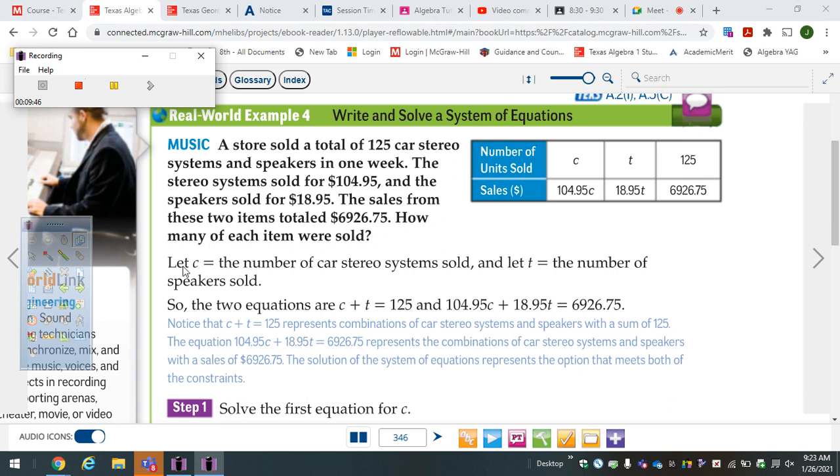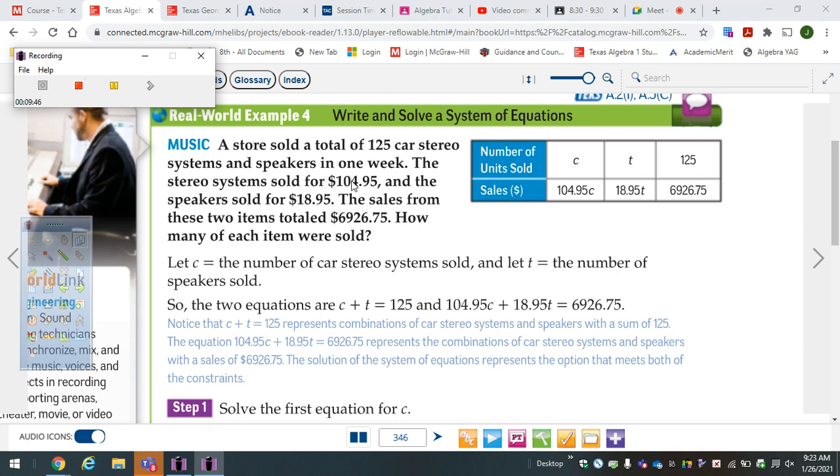Just FYI, they're going to go here. C, the number of car stereo systems. So C stands for car stereo, and T, the speakers. So in this situation, you want to line up, since this one's going to be the stereos, C, with that one. That's the rate of change, guys, per selling of each item, okay?